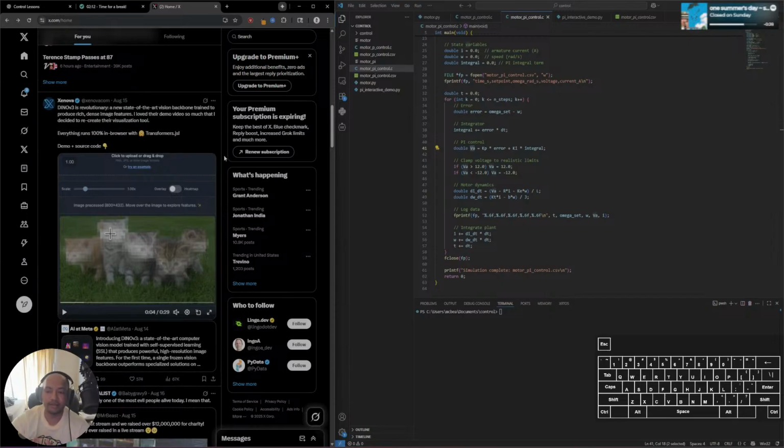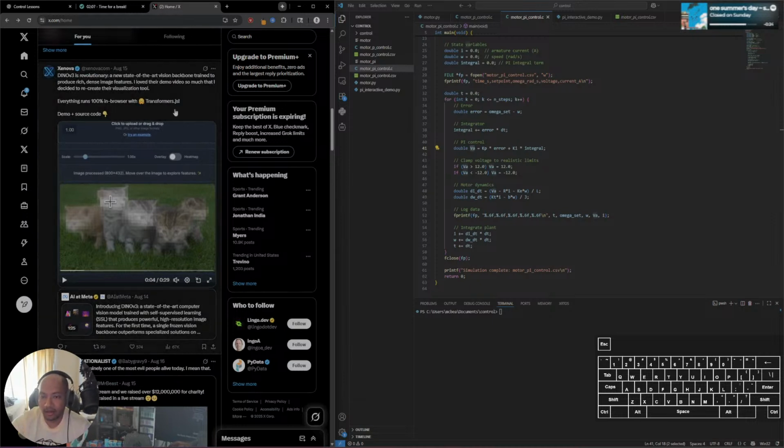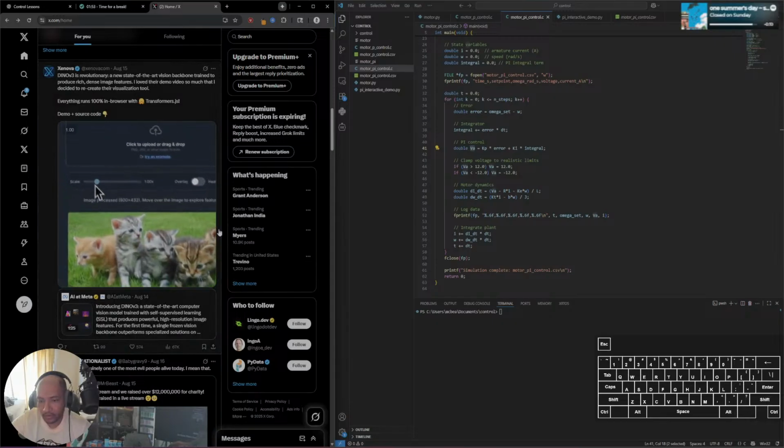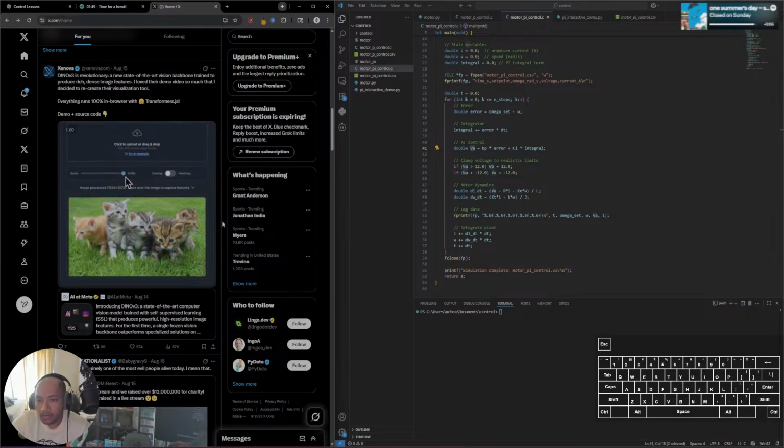Or in this case, just AI it. You know. All right, so DINOv3 is a revolutionary new state-of-the-art vision backbone trained to produce rich, dense image features. I love demos. Everything runs in browser. What's this? Wait, what does this do? Whoa. This is cool.